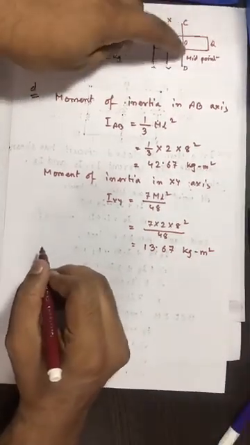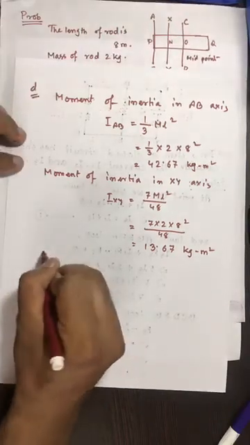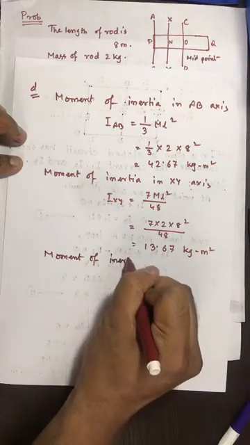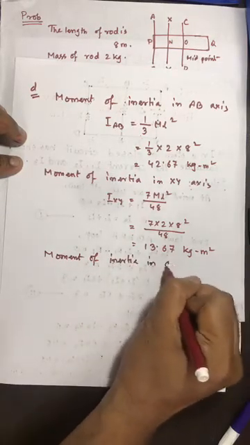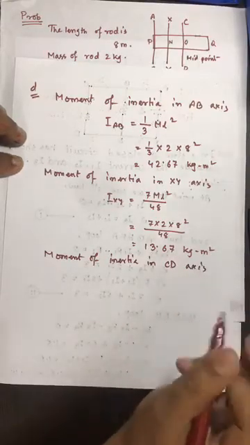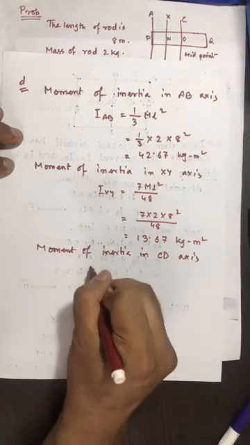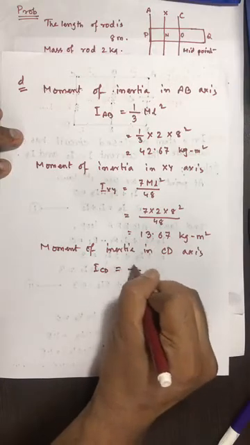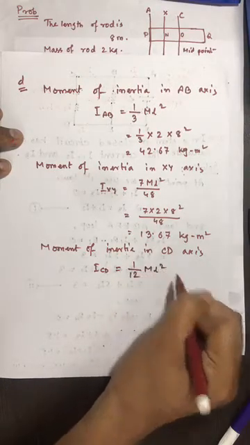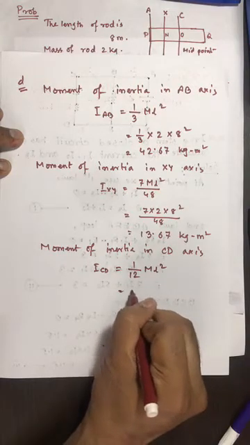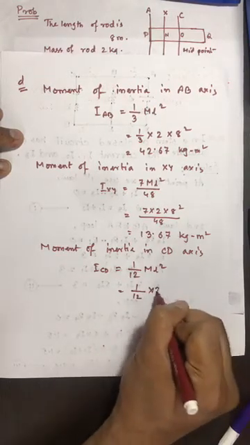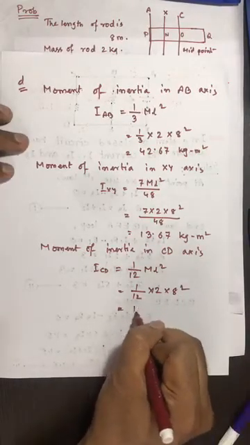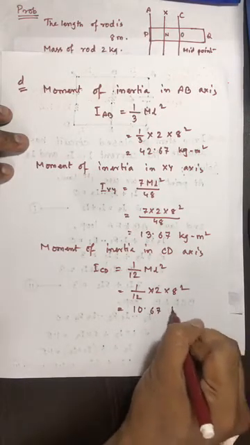Now the moment of inertia in CD, because CD is at the middle point. Moment of inertia in CD axis. So it's the middle point. What would be the moment of inertia formula? ICD equal to, do you see that perfectly? Yeah, 1 by 12 ml square. So 1 by 12, m means 2 and L square is 80 square, which comes to 10.67 kg meter square.